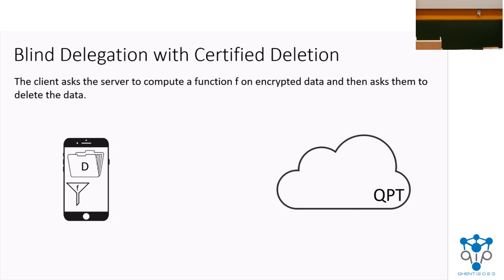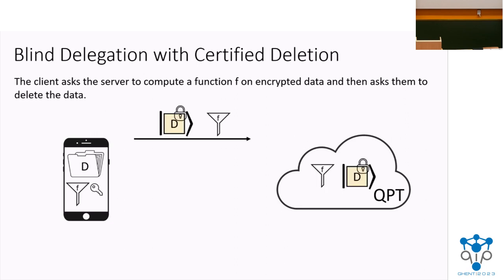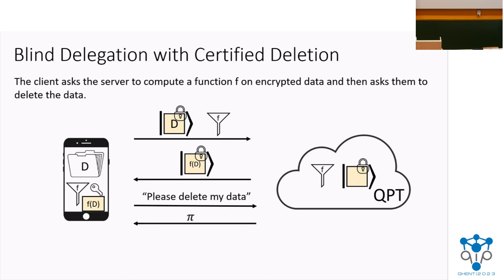So the setup is as follows. The client has a database and a function they want to compute on the database. They'll send the server a description of the function as well as an encryption of the database. Then they'll ask the server to compute on it, and at the end of this protocol, the client learns f of d. Finally, they ask the server to delete their data, and they can verify that the server has done so.